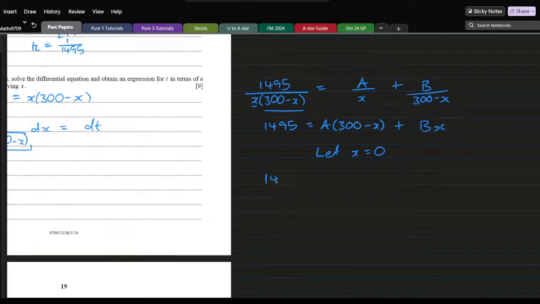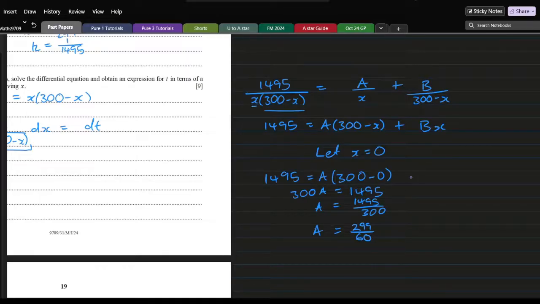So 1495 is equal to A times (300 minus our x, which is 0). So we get 300A is equal to 1495. So A is 1495 over 300. If we punch that into the calculator, that gives us 299 over 60.